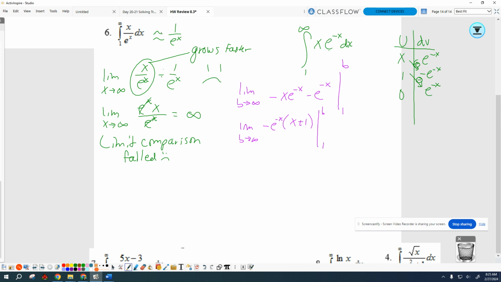Can I be lazy and skip a step? Instead of having e to the negative x up there, can I just call it e to the x down there, so I have a fraction? Am I allowed to do L'Hopital's with this, or test to see if it works, because I have a fraction? So if b goes to infinity, negative b plus 1, then minus negative 1 plus 1. Negative infinity minus 2 is negative infinity.